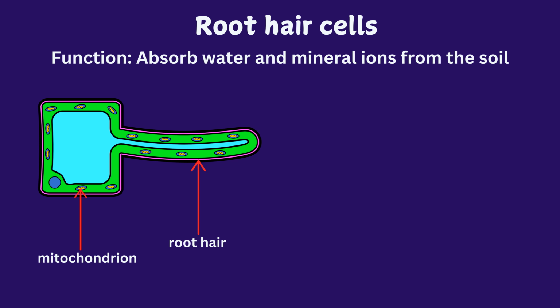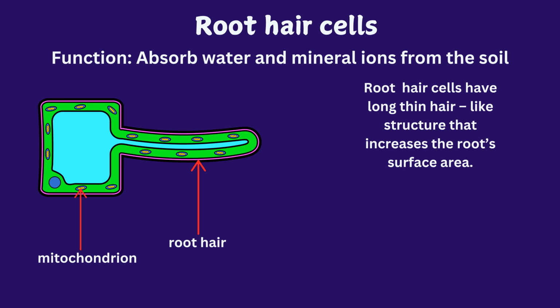Specialized cell number 1 is the root hair cell. Root hair cells are responsible for absorbing water and mineral ions from the soil. Let us now look at the adaptations of the root hair cell. Root hair cells have long, thin hair-like structures that increase the root's surface area.